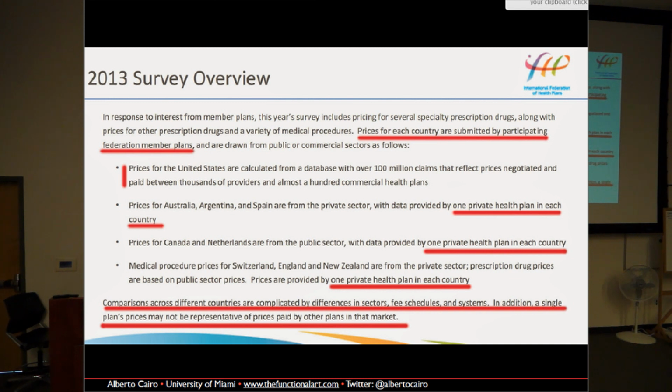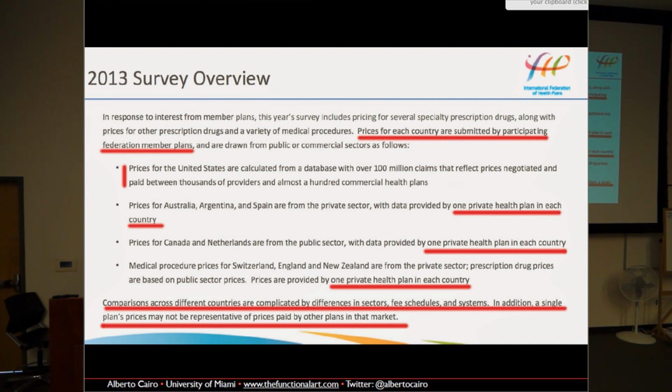The most important thing is how they gather the data for the United States and for other countries. For the United States, prices were calculated from a database with over 100 million claims that reflect prices negotiated and paid between thousands of providers and almost 100 commercial health plans. Excellent. That's a huge sample. Perfect. But then for other countries, they say prices for Australia, Argentina, and Spain are from the private sector with data provided by one private health plan in each one of those countries. Not representative. You cannot compare oranges and pears, or oranges and apples. This is what they are doing, right?